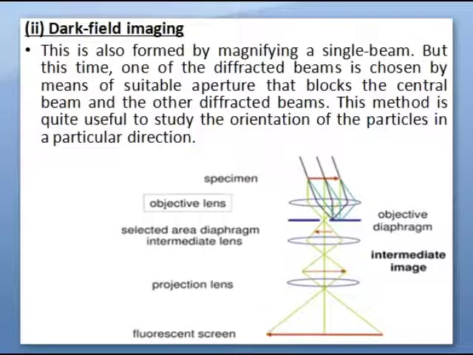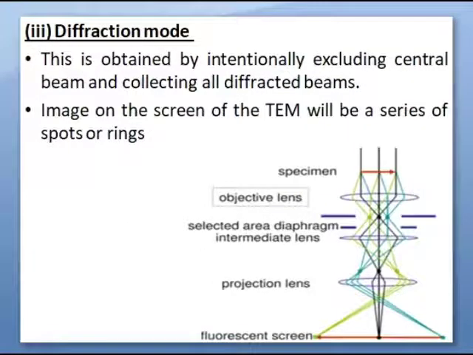Here, a central beam is objected, or is not allowed to pass through the equipment, so that we can generate a dark field image. The last method is diffraction mode.